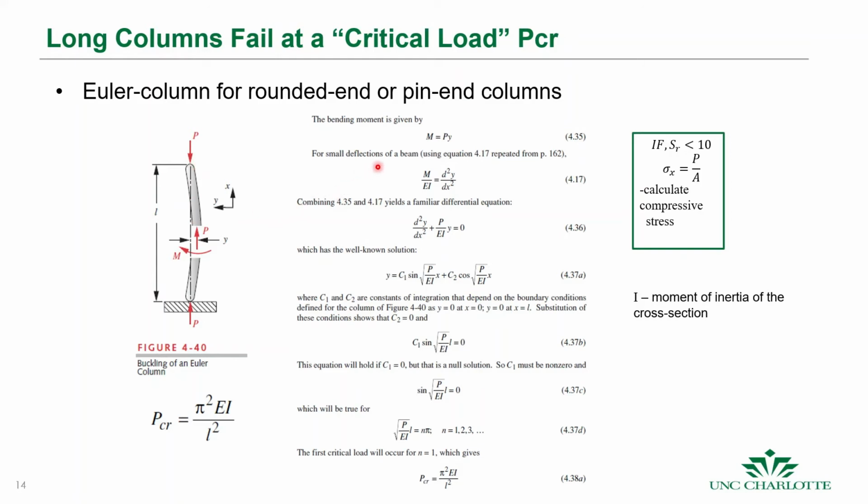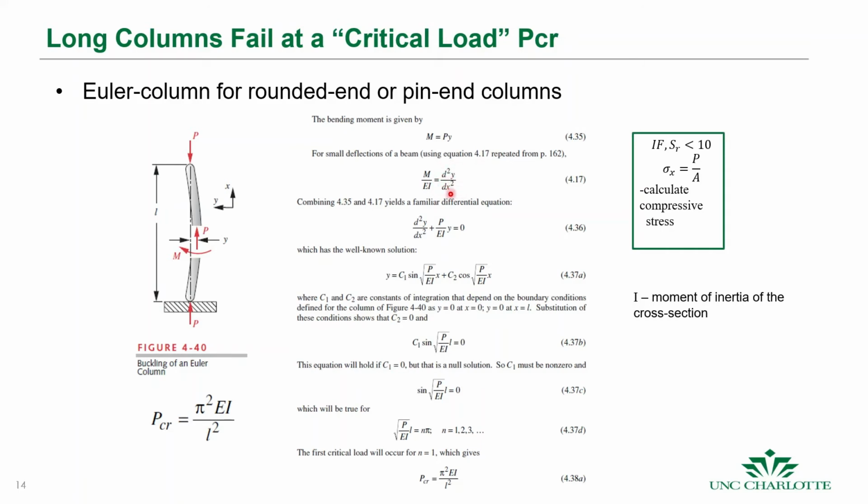Now, for small deflections of a beam, we can use the beam deflection equations. This is what we saw earlier when we looked at the beam deflection equations. We derived this relationship for the slope of the beam and the applied moment. And we know that the applied moment is the second derivative of the deflection times EI. So if we divide the applied moment by EI, we get an expression for the second derivative of the deflection of that beam.